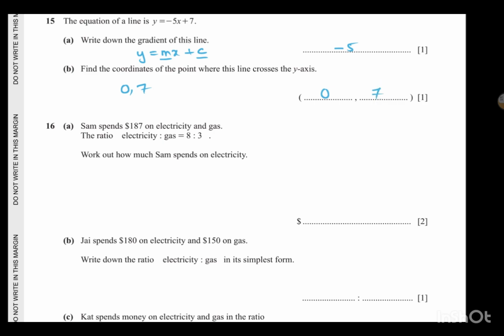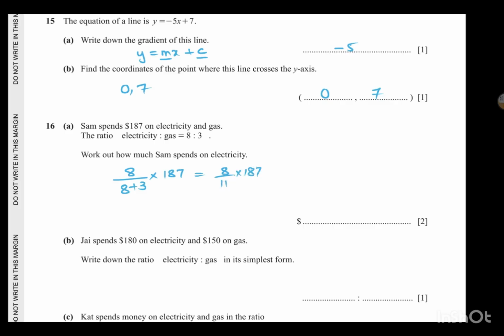Next, question number 16. Sam spends $187 on electricity and gas. The ratio electricity is to gas is 8 is to 3. Work out how much Sam spends on electricity. So the ratio is given to us. 8 is the portion of electricity, 8 by the total of the ratios you have to take in the denominator and multiply this with the total amount he spent on both. So you get 8 by 11 into 187.